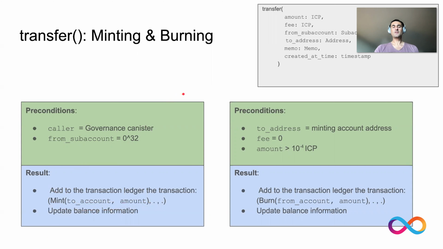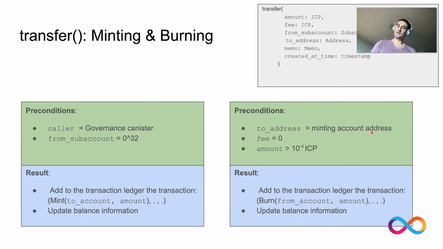Conversely, we also use the same method to burn tokens. While minting is a privileged operation, because the caller must be the governance canister, burning can be done by anyone, and it is simply done by transferring funds from an address to the address of the minting account address.